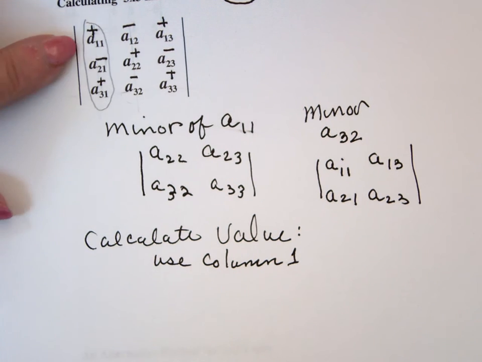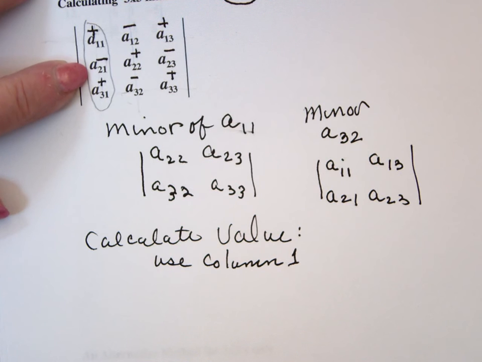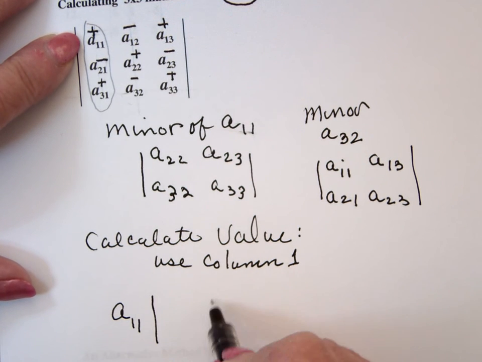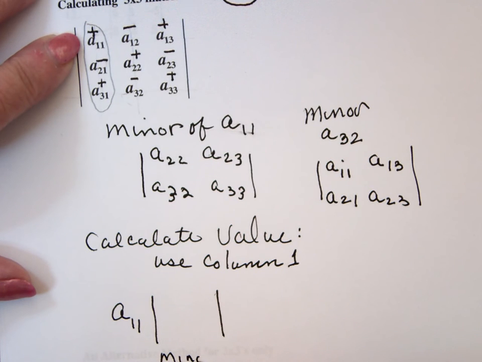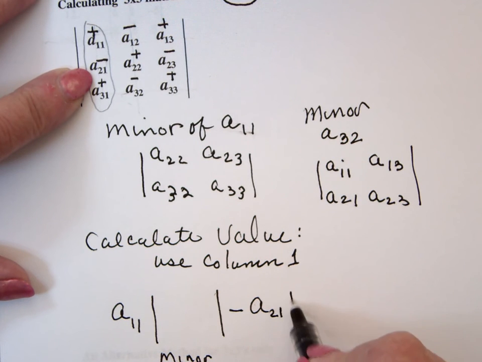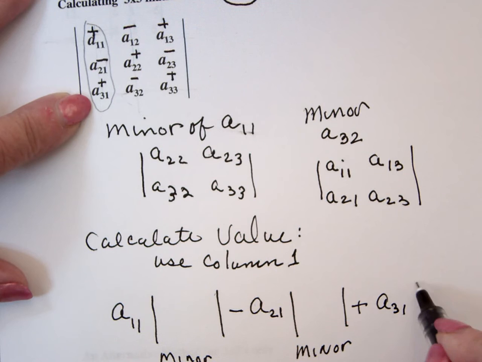Now what this says is I'm going to add the minor associated with A11, subtract the minor associated with A21, add the minor associated with A31. So it's going to be A11 times its minor, subtract A21 times its minor, add A31 times its minor.